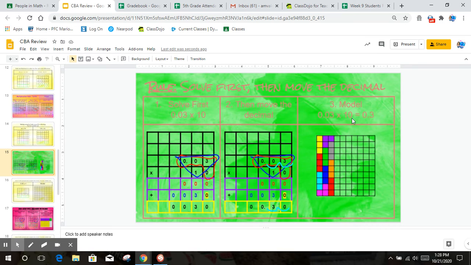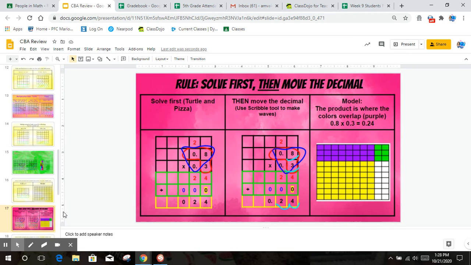Remember, this is decimal times whole number. This one is decimal times decimal. The product is where the colors overlap each other. In this case, it was 8/10 times 3/10. So 8/10 would be going up and down. 1, 2, 3, 4, 5, 6, all the way down, 7, and 8. That's your yellow. Then you're going across 3 times. 1, 2, 3. And that's your green.